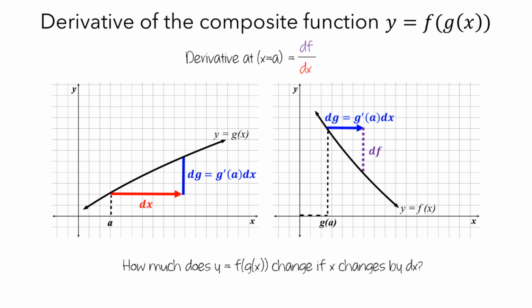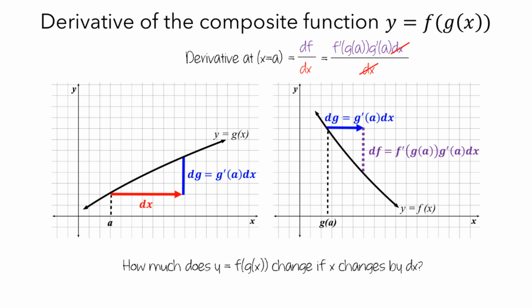Since we have zoomed in, the slope of f appears essentially constant, so any small change in y is going to be f prime of g of a times as large as the corresponding change in x, dg. And now, since dg is equal to g prime of a times dx, we can write df as f prime of g of a times g prime of a times dx.